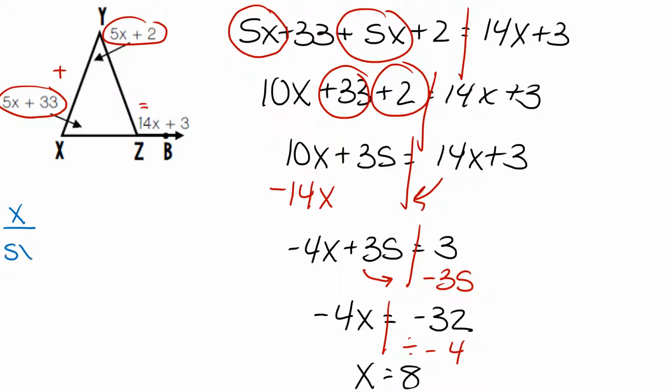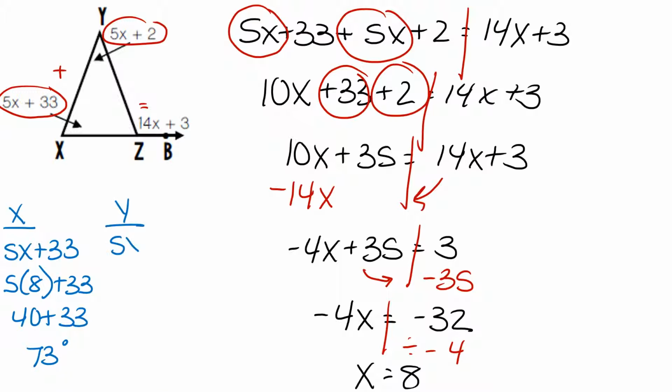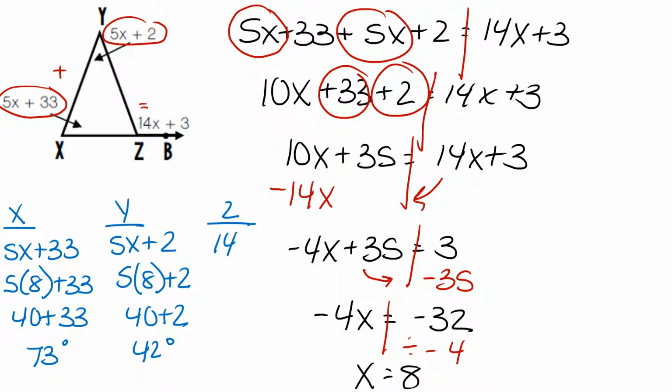For angle x, we plug it back into the equation 5x plus 33. 5 times our answer 8 is going to give us 40. 40 plus 33 is 73. For angle y, we're going to take our answer and plug it back into the equation 5x plus 2. So 5 times 8 plus 2. 5 times 8 is 40, plus 2 is 42 degrees. The last angle z, we plug it into the equation 14x plus 3. 14 times 8 is going to give us 112, plus 3 is going to give us 115.